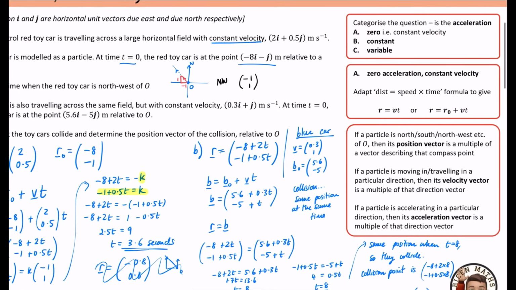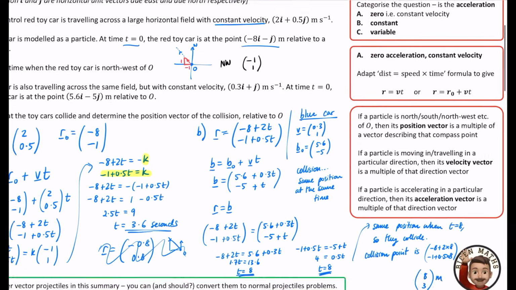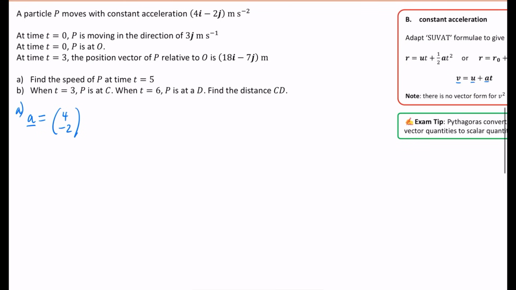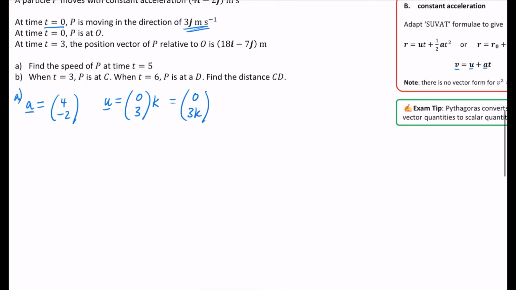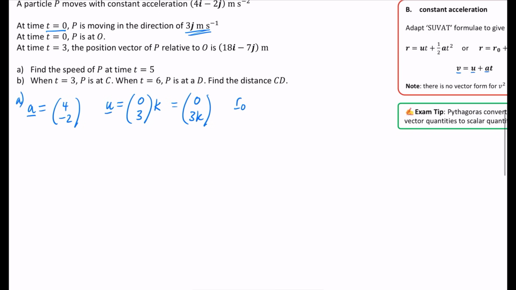Here we go. It's now this thing. If it's moving in the direction, then its velocity vector is a multiple of that direction vector. And because it's when t is equal to 0, I think this is going to be to do with its initial velocity. It's moving in the direction of 3j, so I'm going to multiply it by something. I'm going to say it's a multiple of that. In other words, it is just 0, 3k. And at time t equals 0, p is at the origin, so I can say that its initial position is just 0, 0, which is very helpful in a question, makes it nice and easy.